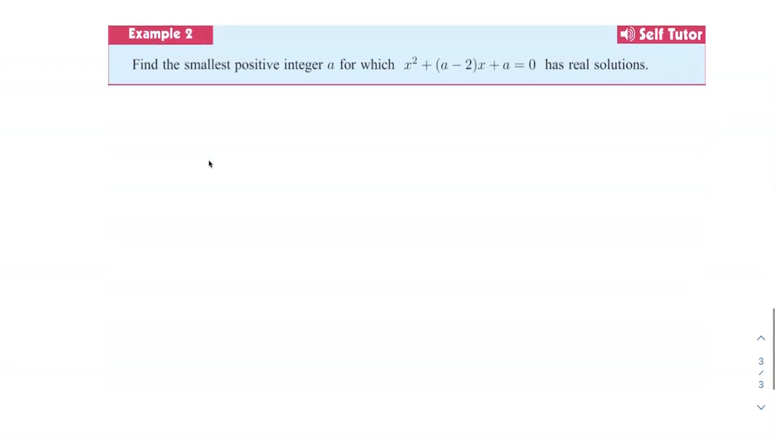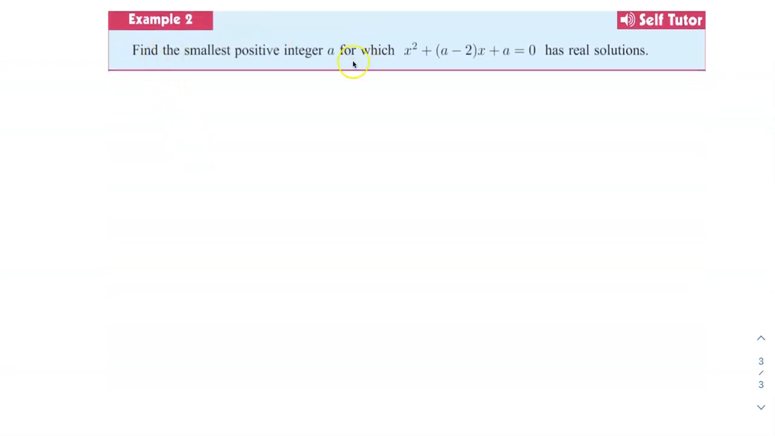So let's do an example. Find the smallest positive integer a for which x squared plus (a minus 2)x plus a equals 0 has real solutions. There's the key. A lot of this is knowing definitions. Real solutions means the discriminant is greater than 0. So that's what we have to do. The discriminant equals b squared minus 4ac, and it should be greater than 0.